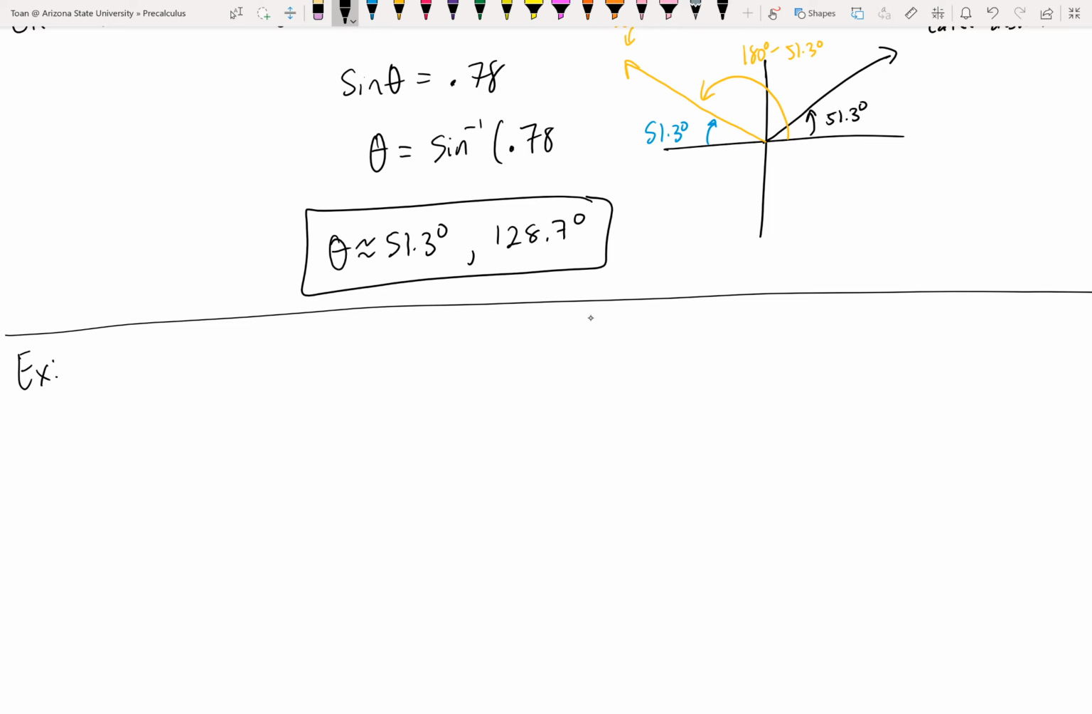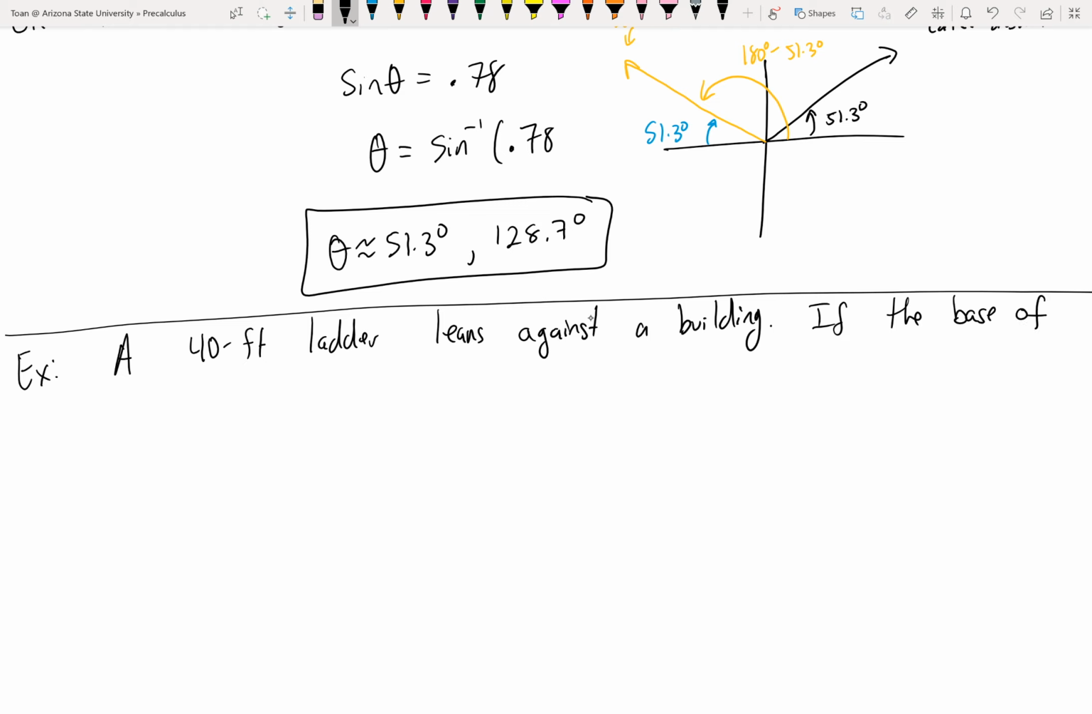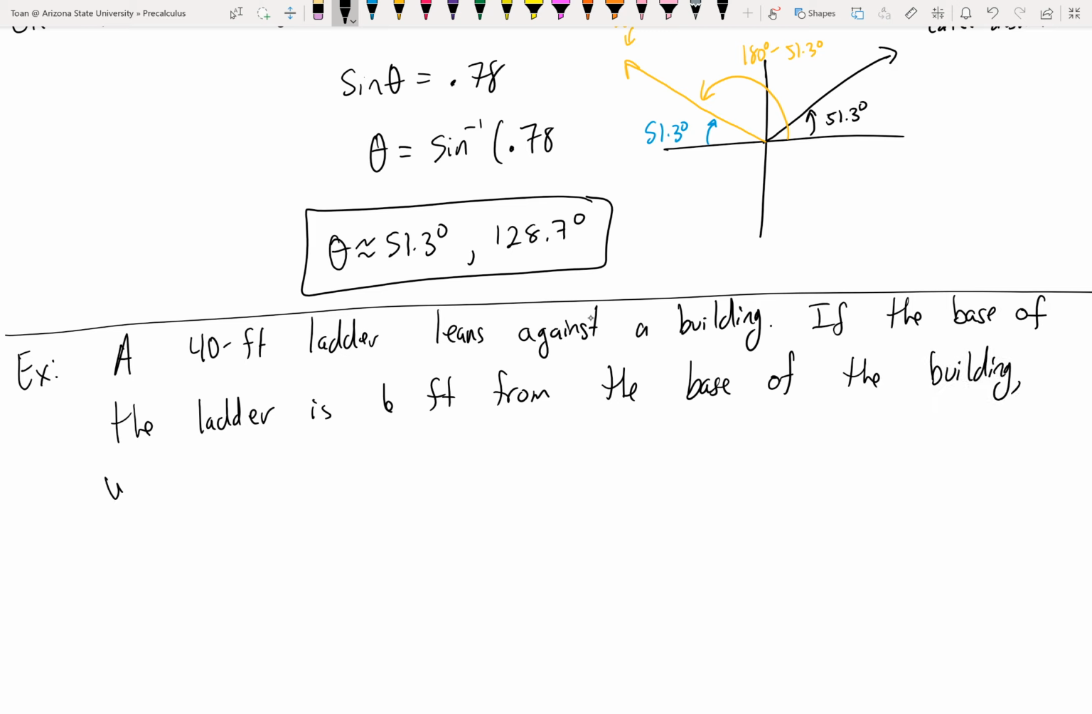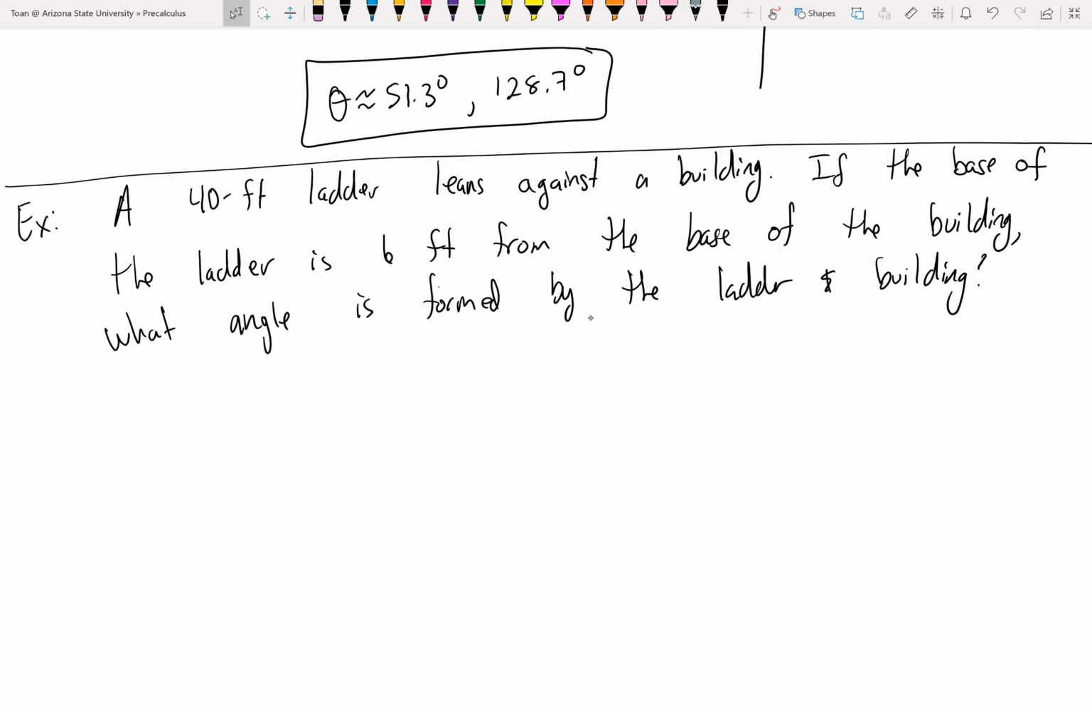Let's just cap off this short lesson with nice, easy-peasy word problems, because all life is a giant word problem. Suppose I told you that a 40-foot ladder leans against a building. If the base of the ladder is 6 feet from the base of the building, what angle is formed by the ladder and building? Our old friend, the ladder against a building problem. You guys probably did this a lot in 6.2b, the word problems section.